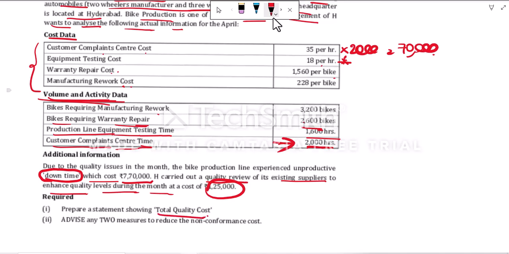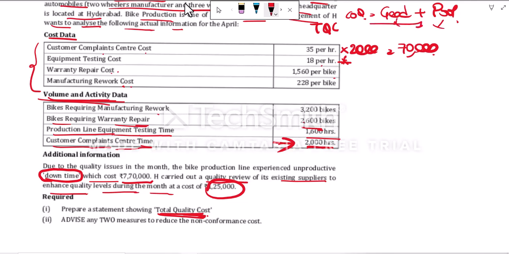Prepare the statement showing total quality cost. What did I say about total quality cost? Cost of quality is nothing but the same. What does it include? All the cost required for getting product quality. So it includes cost of good quality plus cost of poor quality. Here they ask for a statement of total quality cost, so we should include all the good quality cost and poor quality cost.